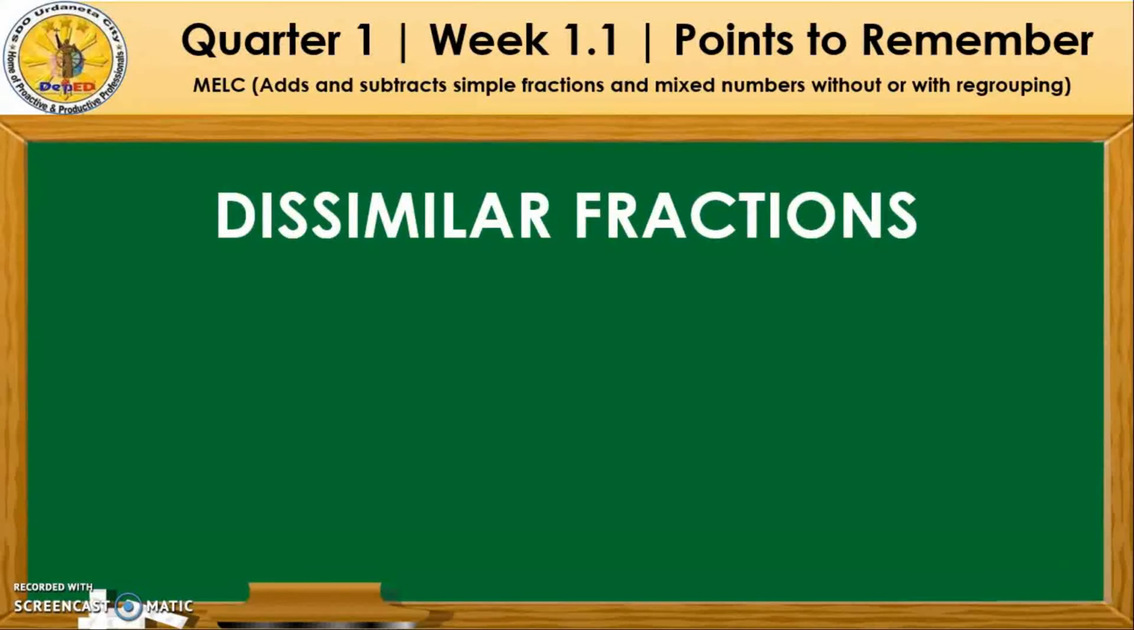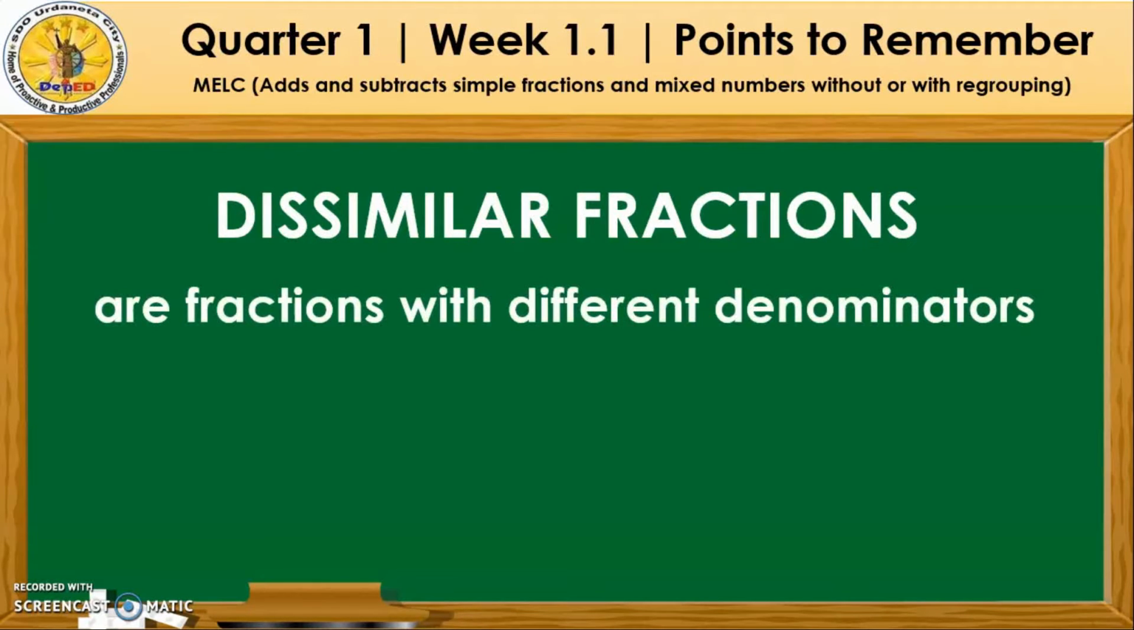Now let's move on to another type of fraction, which is the dissimilar fractions. The dissimilar fractions are fractions with different denominators. For example, 1/4, 2/3, and 7/10. There are also steps that we need to follow in solving the dissimilar fractions.